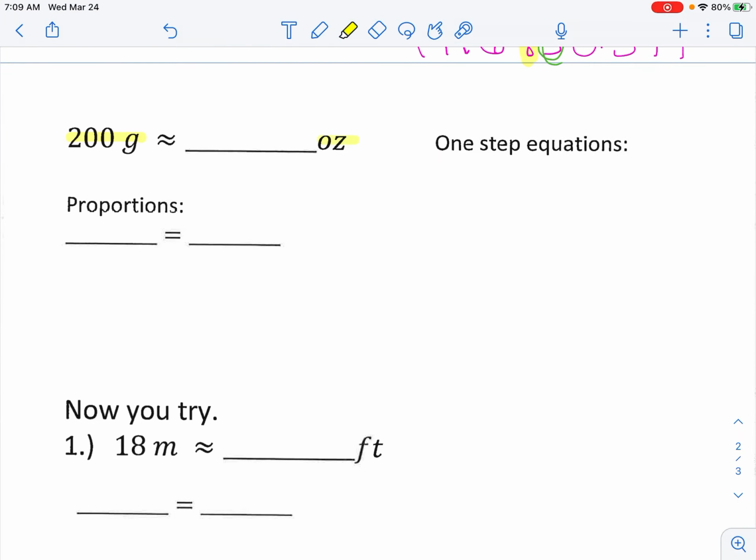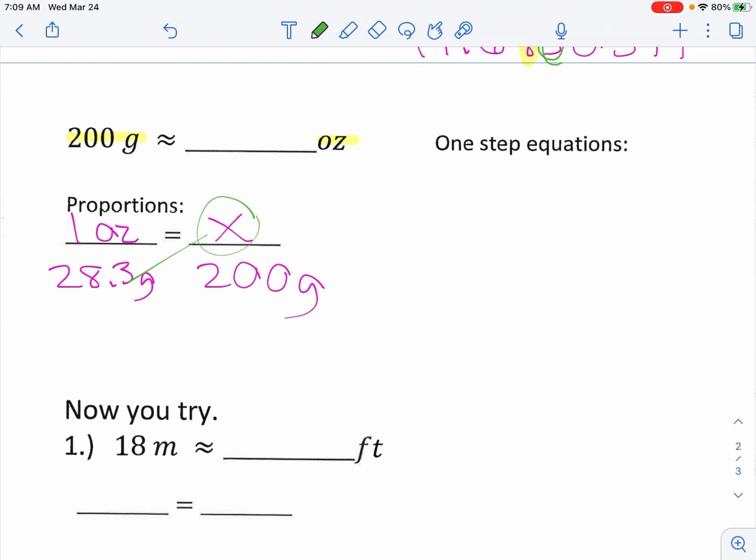So now we're converting 200 grams to a number of ounces. Go to your reference sheet. Find your conversion for grams to ounces. So I see that it says 1 ounce is to 28 3/10 grams, as 200 grams is to X number of ounces.